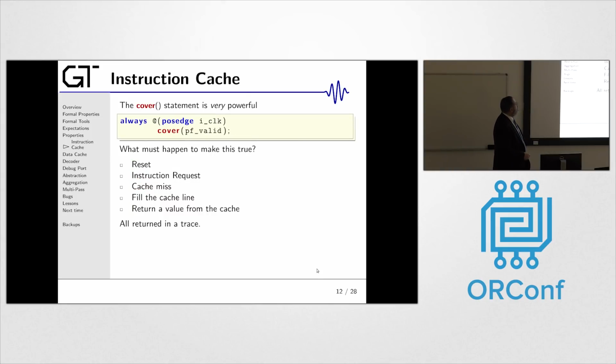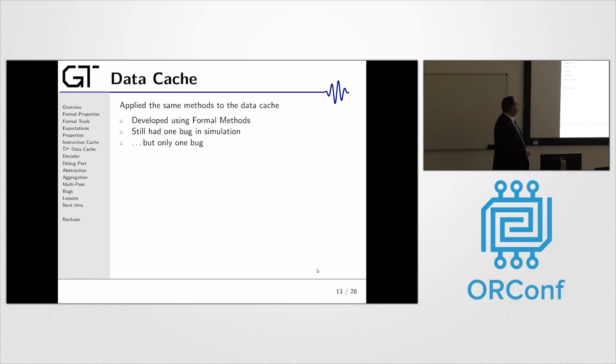There we go. When you get to an instruction cache, another one that's very powerful is you just cover the valid trace. And if you're just starting out, you say, give me any trace through this instruction cache that gives me a valid return on the cache. It's amazing how many bugs you can find working back and forth with the formal tools to see what's going on through there. You've got to see a reset in your trace. You've got to see the CPU request an instruction. It's got to get a cache miss. It's got to fill the cache line. It's got to be all in one trace. And oh, by the way, just one line of formal verification made that happen. I could do a whole lot more. This just gets me started real fast.